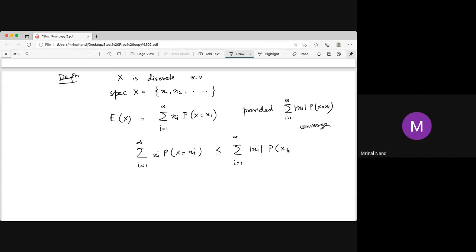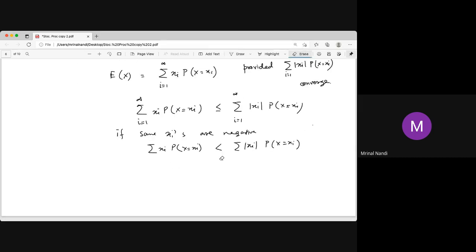If some xi's are negative, then obviously this is a strict inequality, because on the right hand side every term is positive. But on the left hand side, the positive terms are equal, while some terms are negative. And obviously, if all the x's are positive, then there is no need of checking that mod value.